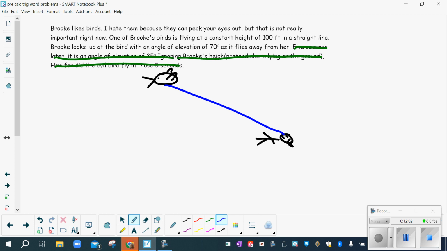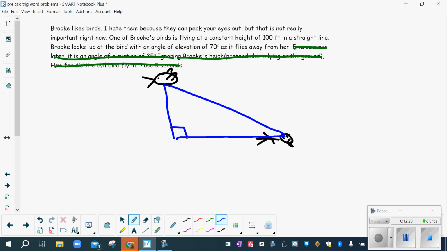Let's draw a triangle. I got some height. I know the bird's in the air, right? And I kind of want to know how far that bird has flown right here. Like, how far has it gone? So let's think about what we got there. Look, I got a triangle. I'm pretty excited about it.